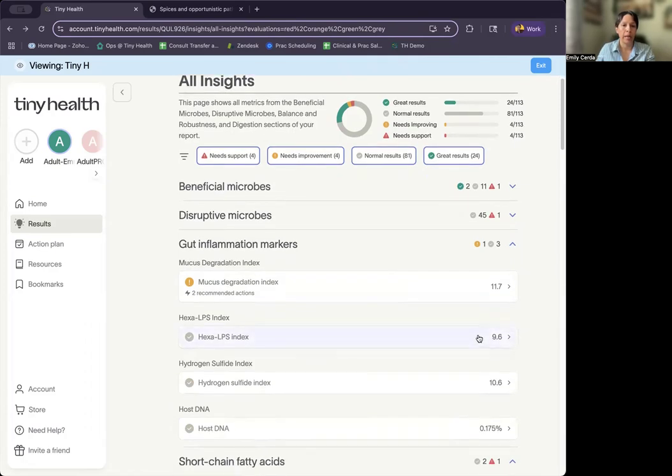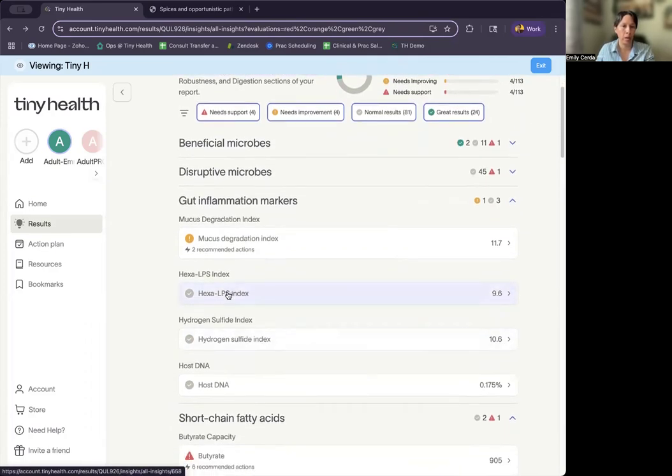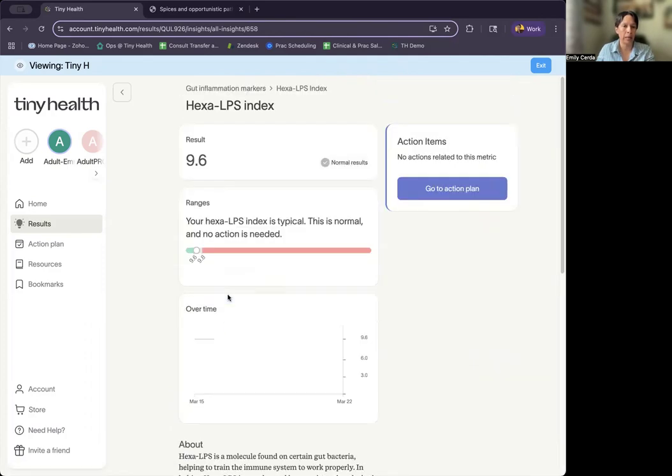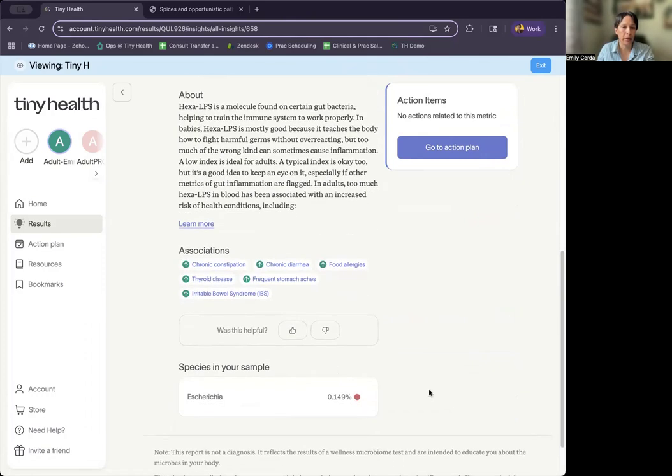To go back out, the next marker of inflammation will be hexa-LPS. So here we're looking at the production of hexa-LPS or lipopolysaccharide. These are endotoxins created by bacteria in the gut, usually by disruptive bacteria or those pathogens. Here we can see the species in the sample creating LPS in this gut is just Escherichia. So I would probably go back out and see if this is within range. And remember, red doesn't mean it's out of range. It just means it's a pathogen.